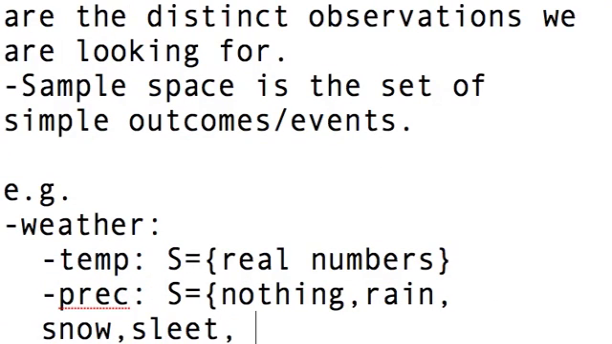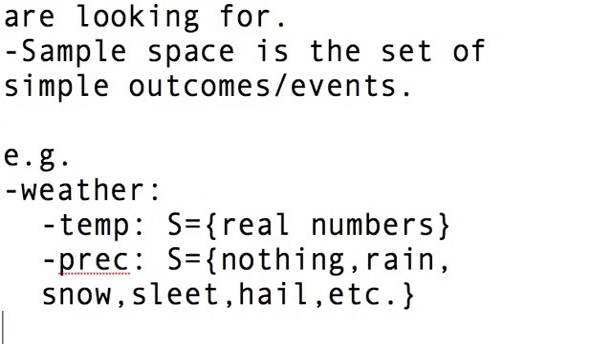Rain, snow, sleet, hail, etc. There's all sorts of precipitation that can occur. So those are possible sample sets, sample spaces, depending on what sort of question we're asking about weather. Let's say rolling two dice.